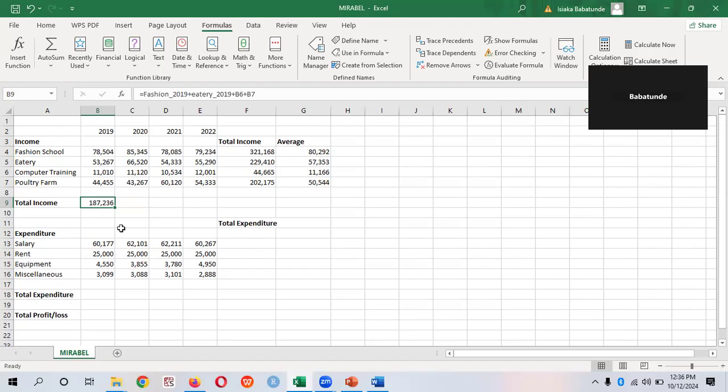So let's go for 2020. Let's see the amount they generated in 2020. In 2020, fashion school 85,000, E3 66,000, and the rest.